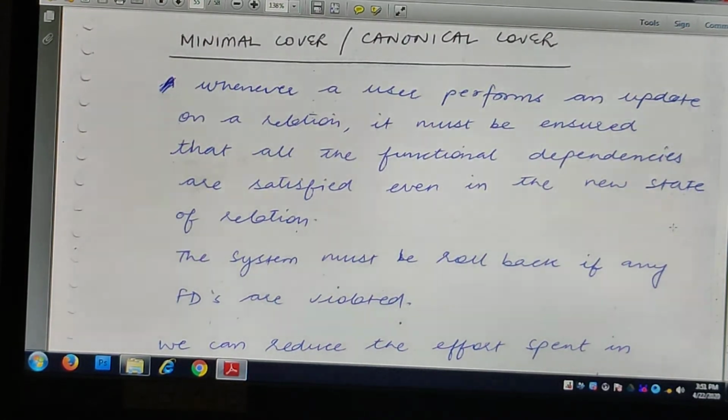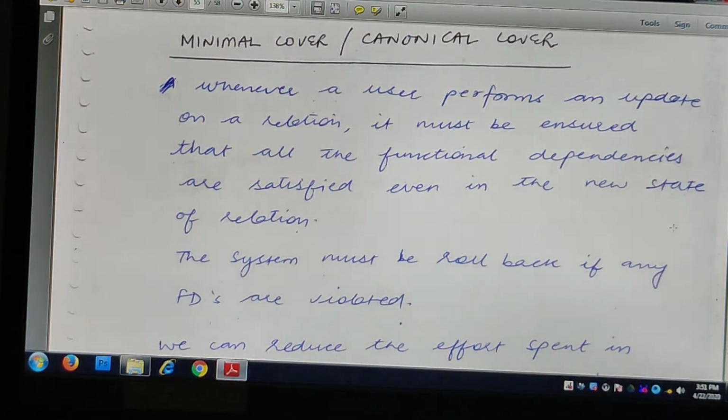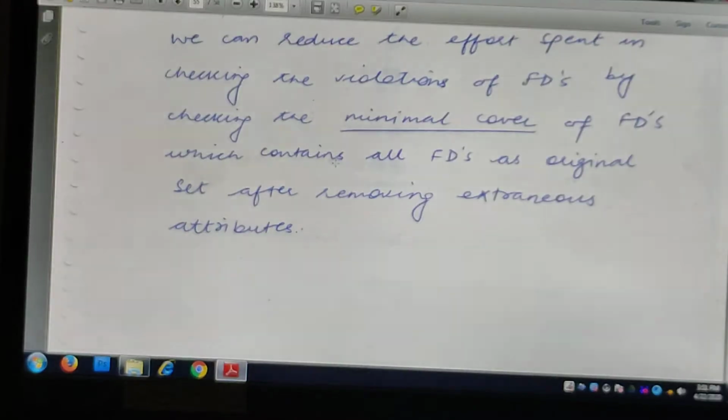Minimal cover means a set of functional dependencies having the minimum count of functional dependencies, obtained by removing all the extra attributes. If I remove extra attributes and extra dependencies which I can imply, the set of dependencies I get is known as the minimal cover. This is what is written there. So let's start with this. Minimal cover is basically a set of functional dependencies after removing the extra attributes.